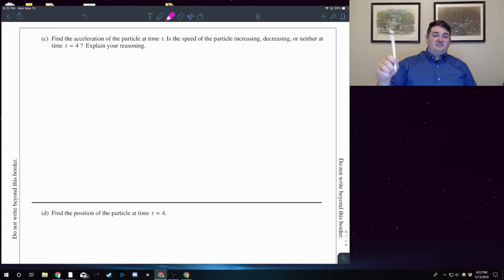Remember that if velocity and acceleration have the same sign, so if v of 4 and a of 4 have the same sign, it's speeding up. If they have different signs, it's slowing down. Neither. Why would it be neither? I guess if acceleration was 0.